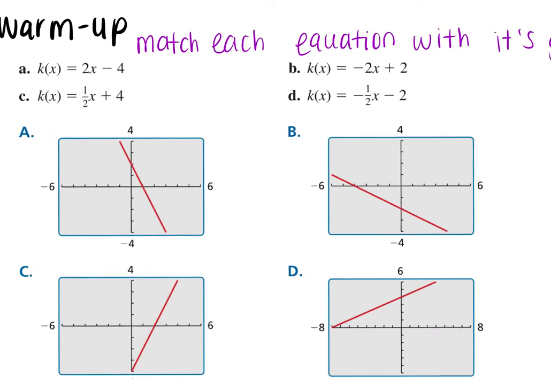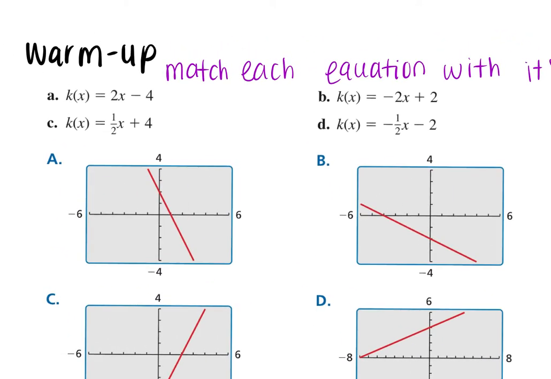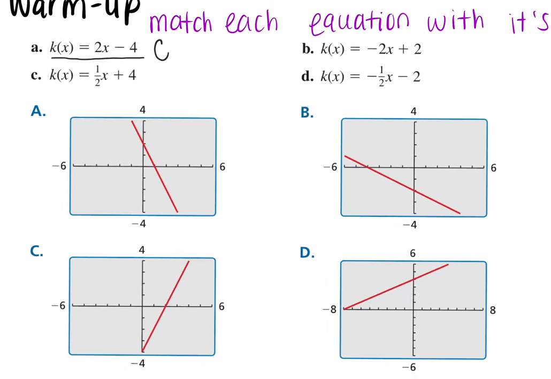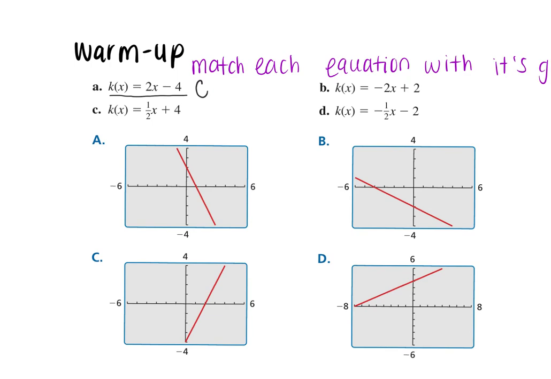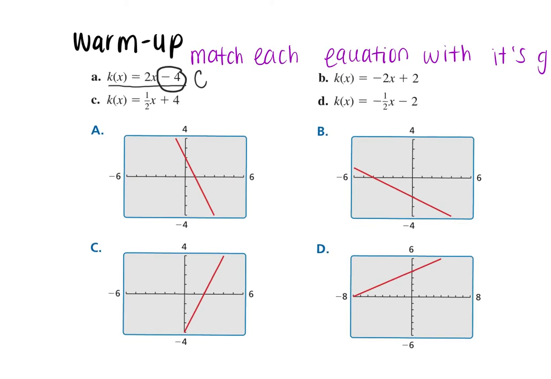Anyone figure out which of those graphs goes with the equation k of x equals 2x minus 4? Eli? C. Very good. Why is it C? Because of the -4. Ah, intercept. The -4 is the y-intercept. So I looked at whichever one is -4, and the only one that crosses the y-axis at -4 is C. So the correct match to little a was big C graph.